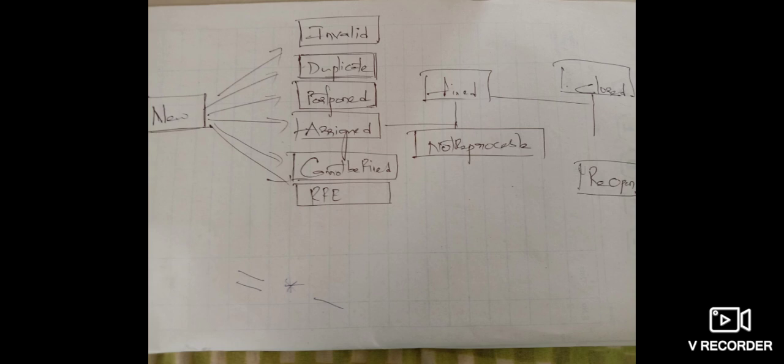Then again, if it is not a duplicate defect, then the development lead will assign that defect to a developer to locate and fix it. Then the status will be changed from new to assigned.